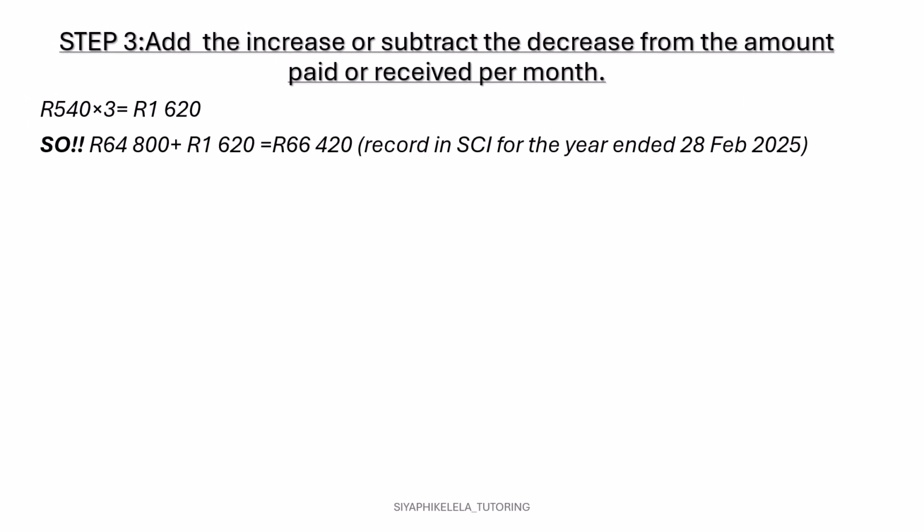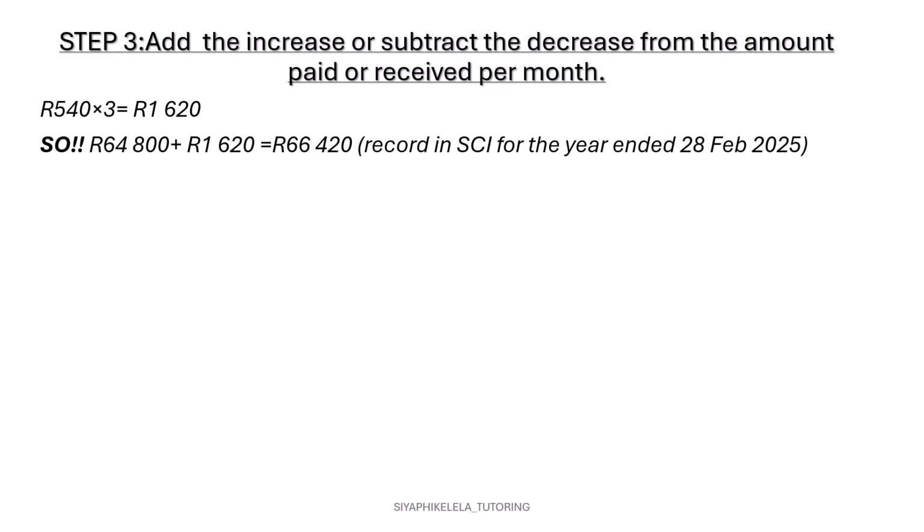We'll carry on to step number 3. In step number 3, we should add the increase or decrease to the amount that must be received or paid per month. We know per month the rent is 5,400, and the percentage increase is 540. From the 1st of December to the last day of the financial year, which is the 28th February 2025, we know that is 3 months. So 540 multiplied by 3 months will give us an amount of 1,620. So we must add this increment amount.